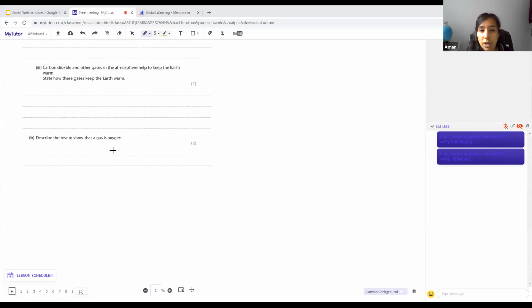What's the test for oxygen gas? So we did this 2 weeks ago, I think. Good, yep, so it relights a glowing splint. It relights a glowing splint. Excellent, well done.